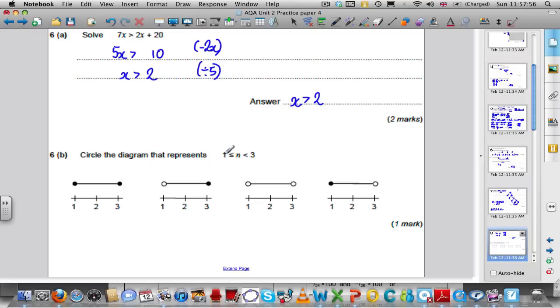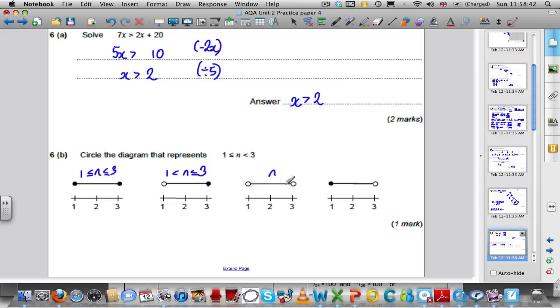Circle the diagram that represents n is bigger than or equal to 1 and less than 3. Well, you could easily spot this, but I'm going to show you what each inequality is for some practice. Full circles, filled in circles, mean less than or equal to or bigger than or equal to. Open circles that aren't filled in mean a strict inequality. So n here is less than or equal to 3 and bigger than or equal to 1. Here, n is, again, less than or equal to, because it's a full circle, 3, but strictly bigger than 1 because it's an open circle.